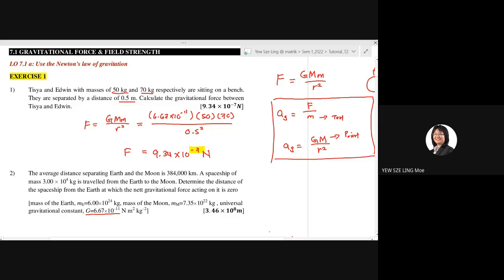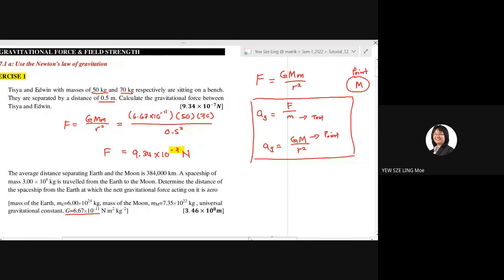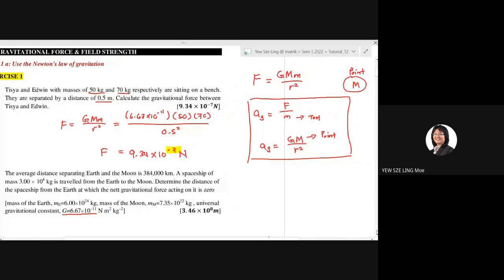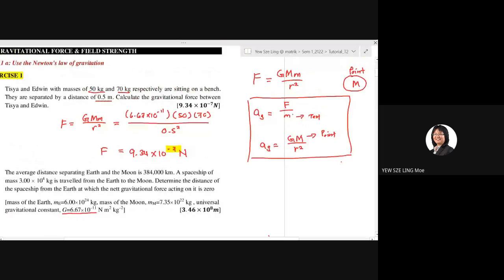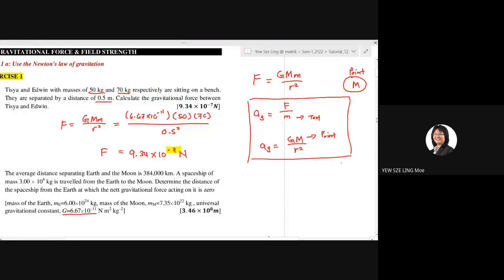So next, but before that, I give you some time, maybe 1 minute, to write it down, especially the equations for gravitational field strength. You have two different masses. One is the test mass and one is the point mass. You have to know which one to use. So test mass, point mass, very important in chapter 7.